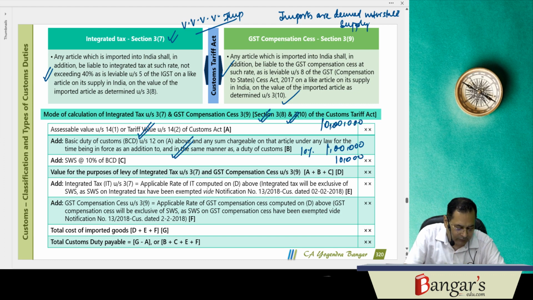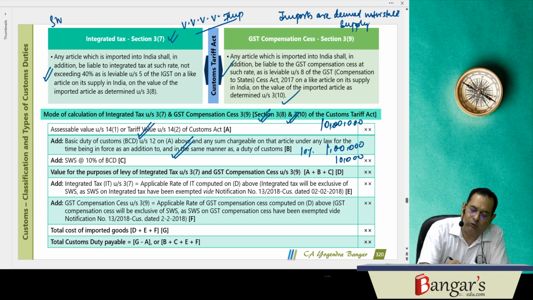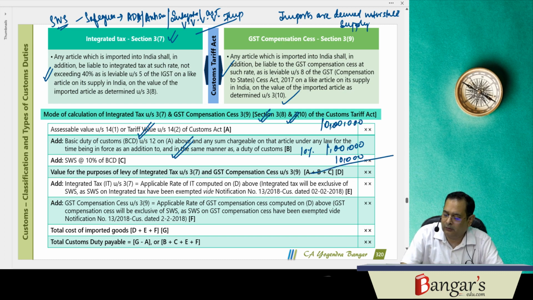Social welfare surcharge. Remember that the social welfare surcharge (SWS) is not levied on safeguard duty. It is not levied on anti-dumping duty. It is not levied on anti-subsidy duty. And it is also not levied on integrated tax, and it is not levied on GST cess. So now the value works out to be 11,10,000 rupees.